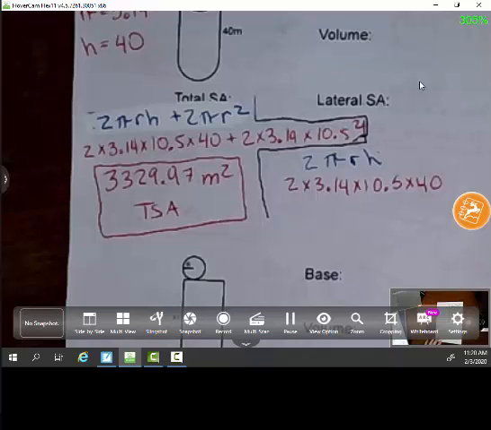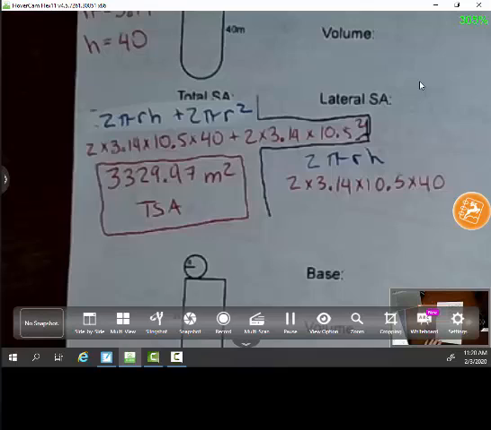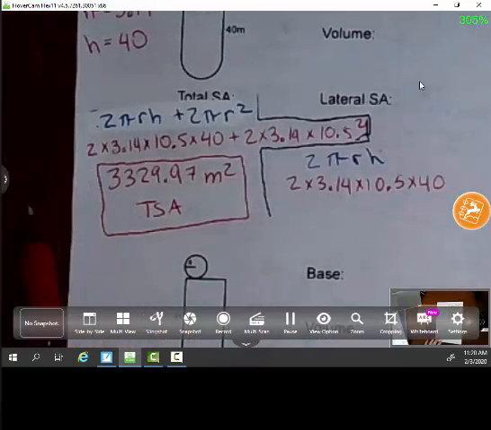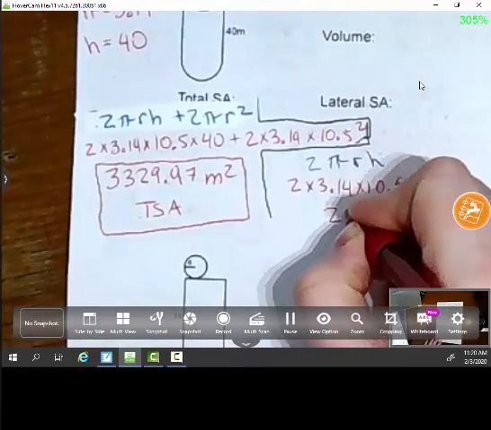How'd y'all do? Did I not give you enough time? Type it in again. Make sure you didn't type anything in wrong. Did you check your numbers with mine to make sure you have all the numbers in the right spots? Type it in again and try that. What about lateral surface area? 2,637.6.